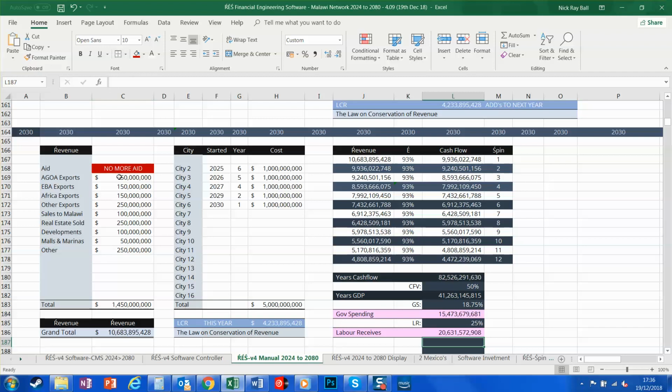Okay. At 2030, no more aid. At this point, the network's doing well enough to be able to do without any aid, and aid could be better deployed at a new network being created in another country. So no more aid after this point. We can see that's in red.